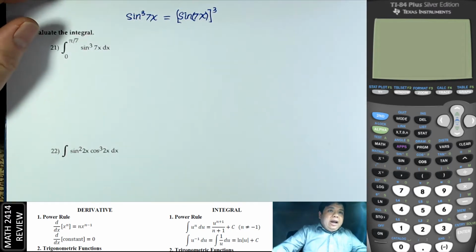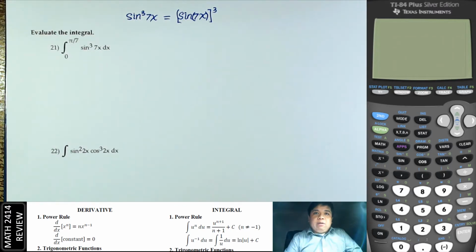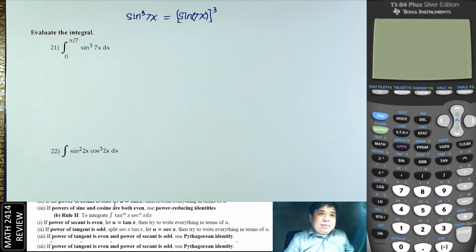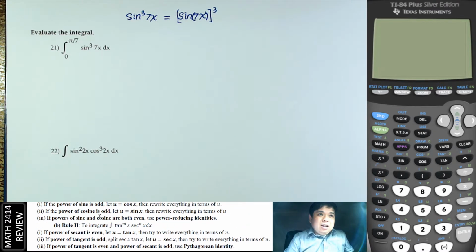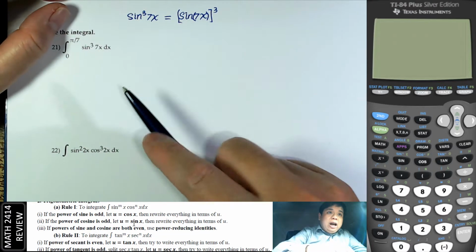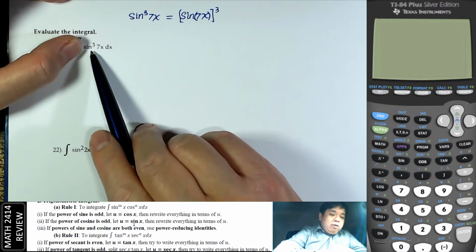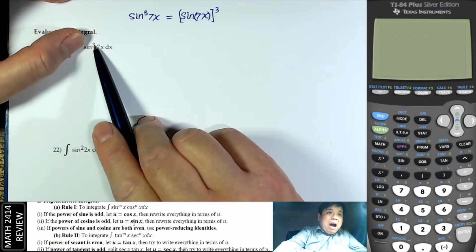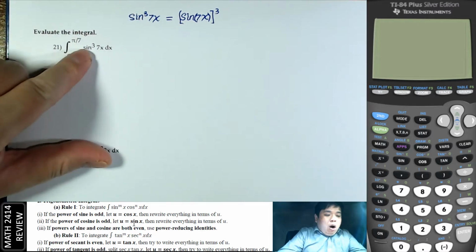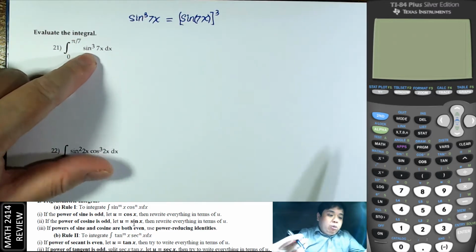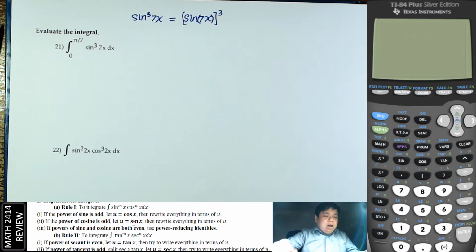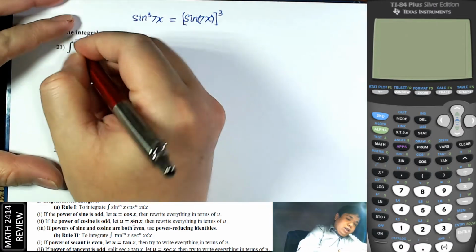Right, now let's go over the rule for that. For sine and cosine together, whatever function has the odd power, we will let u equal to the other one. Now the odd power is on the sine, so we'll let u be cosine. So we start with that. We know that's what the substitution is going to be.